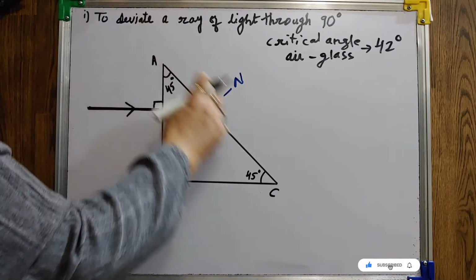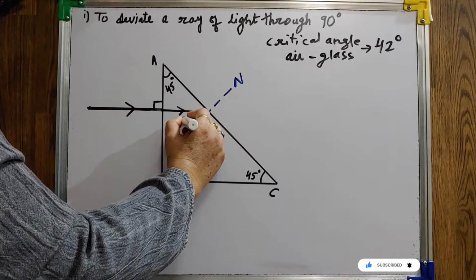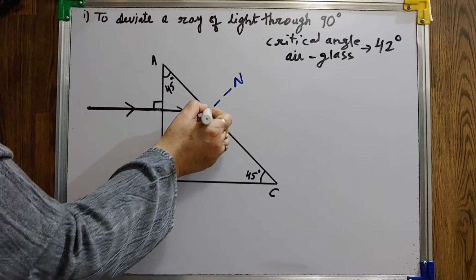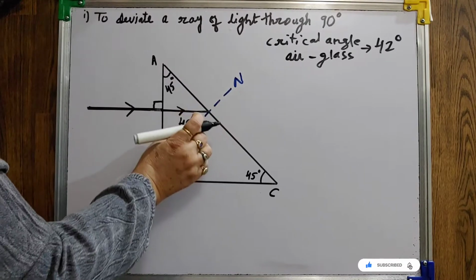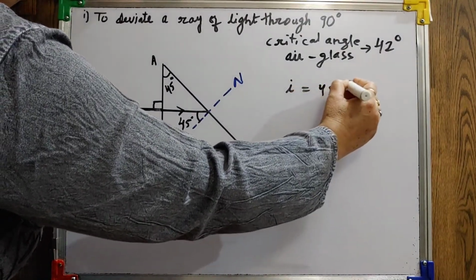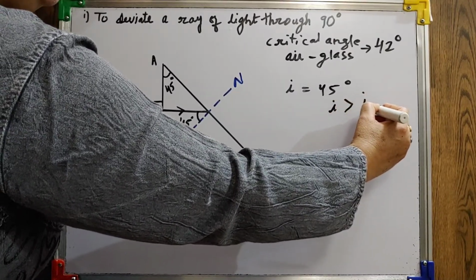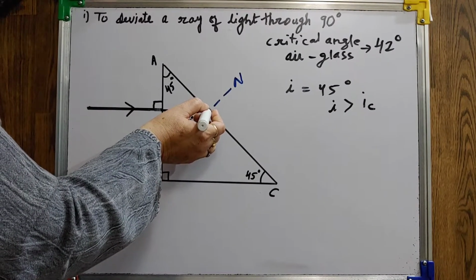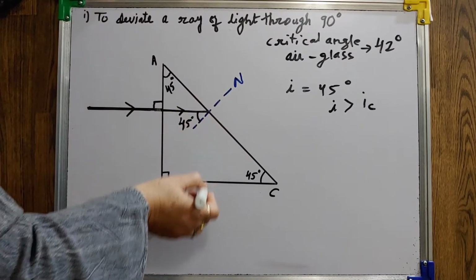Now it has struck the face AC. This is the normal, and this angle is 45 degrees. This is now the incident angle. After this, either reflection or refraction will occur. This depends on the angle: my i is 45 degrees and our critical angle is 42. So my angle of incidence is greater than the critical angle, so it will suffer total internal reflection of light. It won't go beyond this medium; within this same glass medium it will reflect back.